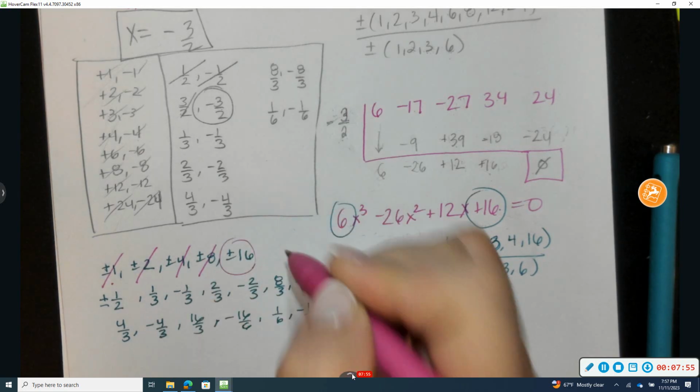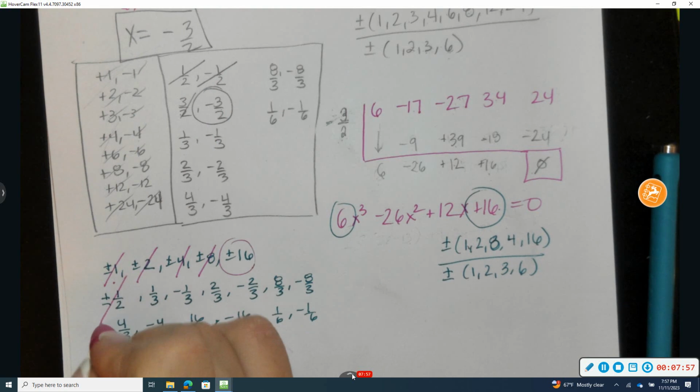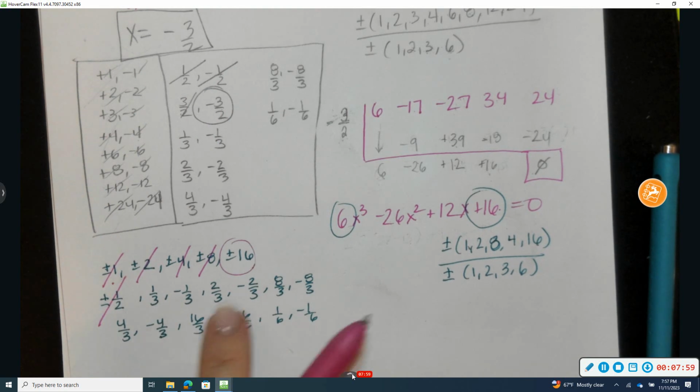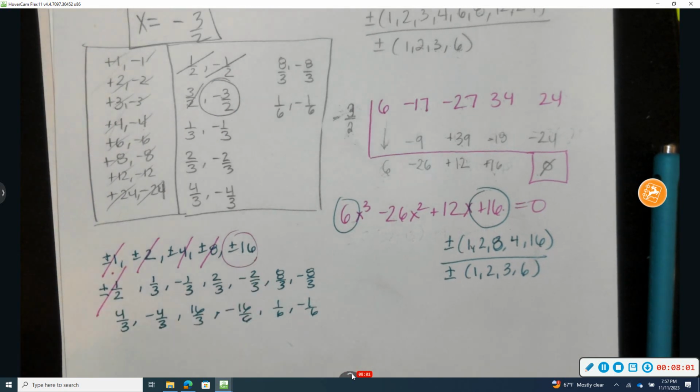I am going to check 16. 1/2 did not work up above. And so this is where I'm going to start. I'm going to start by checking 16. And fingers crossed it works. Because without a calculator, we know that working with fractions is pretty difficult.